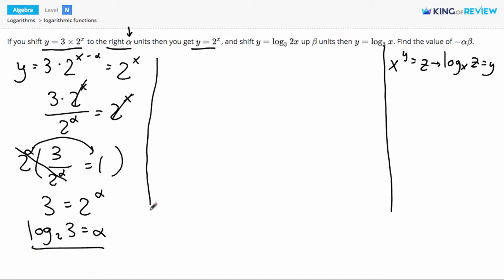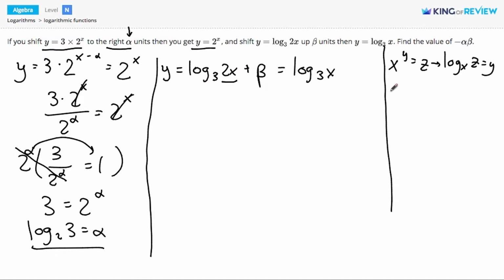Let's do the same thing for beta. I'm told that if I take the function y equals log base 3 of 2x and I shift it up beta units, meaning I just have to add beta on the end of this log, then I will get y equals the log base 3 of x. Well, I'd like to get a log base 3 of x on both sides so I can cancel them out the way I canceled 2 to the x over here. But to do that, I need to split up the 2x.